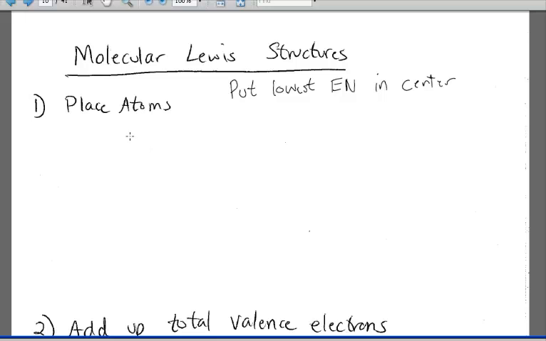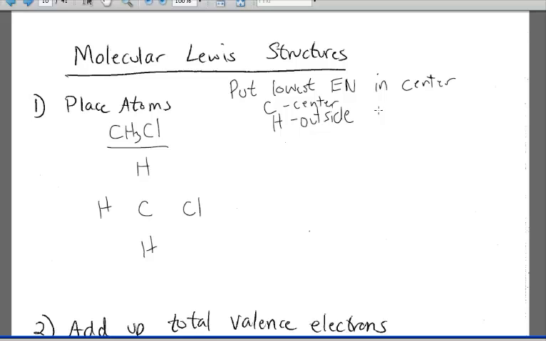Okay, so if we look at a compound such as CH3Cl, the carbon goes in the center because it's lowest, and frequently the first element goes in the center. So carbon goes in the center, and we can put the other elements around it. Carbon generally goes in the center, and hydrogen is always going to be on the outside, and that's because it cannot form more than one bond.